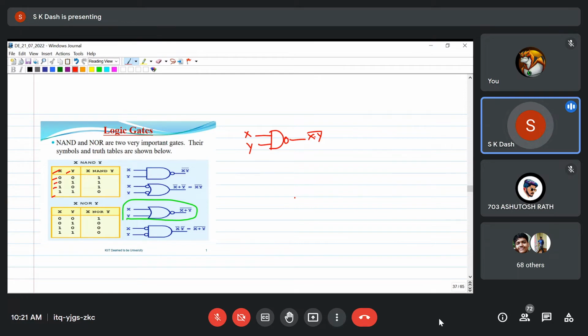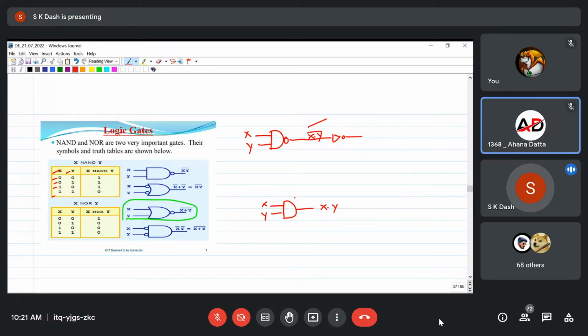What should the output of an AND gate be? If two inputs are there, x and y, then the output should be x dot y. So what can we do here? It already has a bar, and the bar has to be removed. So you can add a NOT gate, but NOT gates are not allowed. We need to implement using NAND gates only.